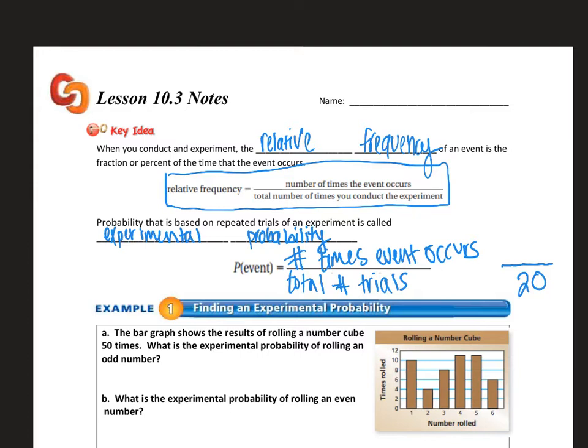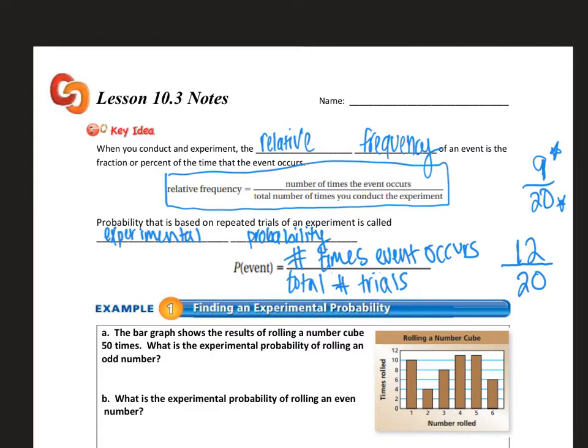Say for one example, if Bennett flipped this coin and he flipped heads 12 times, then he would have 12 out of 20. If somebody else, maybe Natalie, flipped it 20 times too, and she flipped heads 9 times out of those 20. So the number of times that event occurs would be on top, and over the total number of times you flip the coin, the total number of trials you took, would be in the denominator.